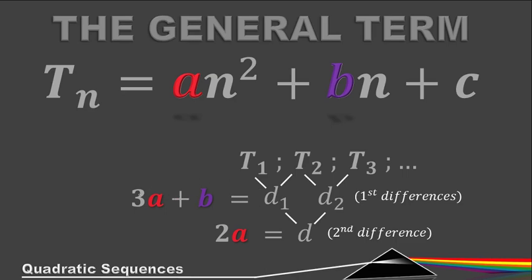So meaning you've already now found a's value. So to find b, you set up this equation, 3a plus b is equal to the first difference, and solve for b. And then finally to find c, a plus b plus c is equal to your first term. You solve for a, you substitute it into this equation, solve for b, substitute a and b into this equation, and solve for c. Then you basically substitute it back into this general term, and that would then give you your sequence's general term.